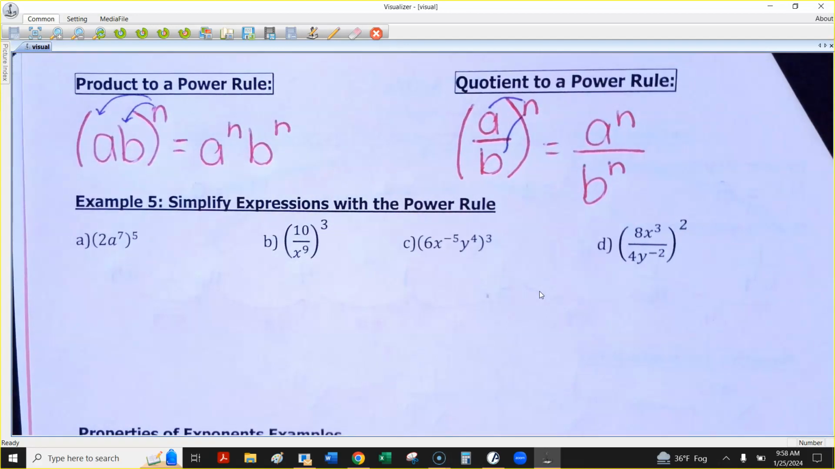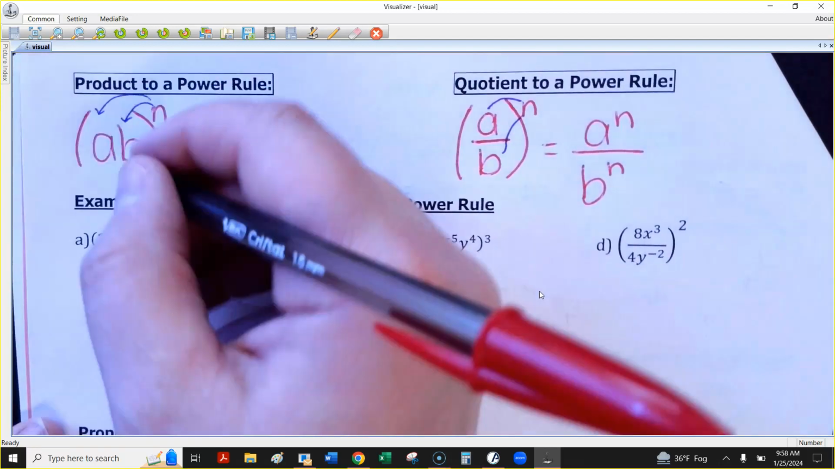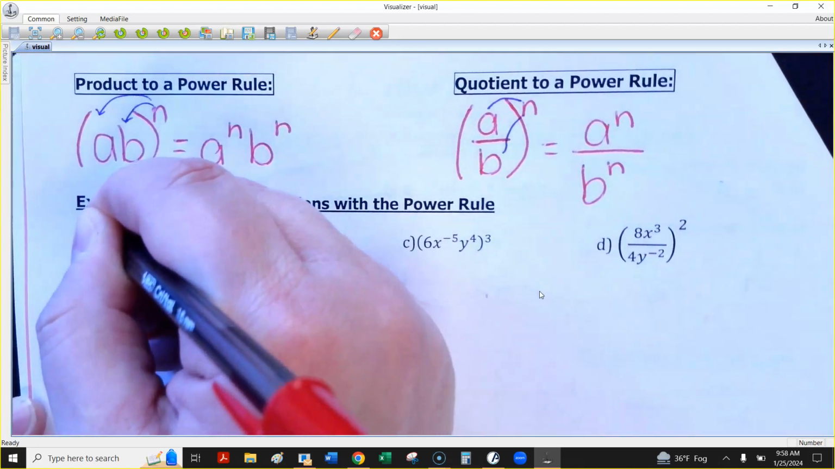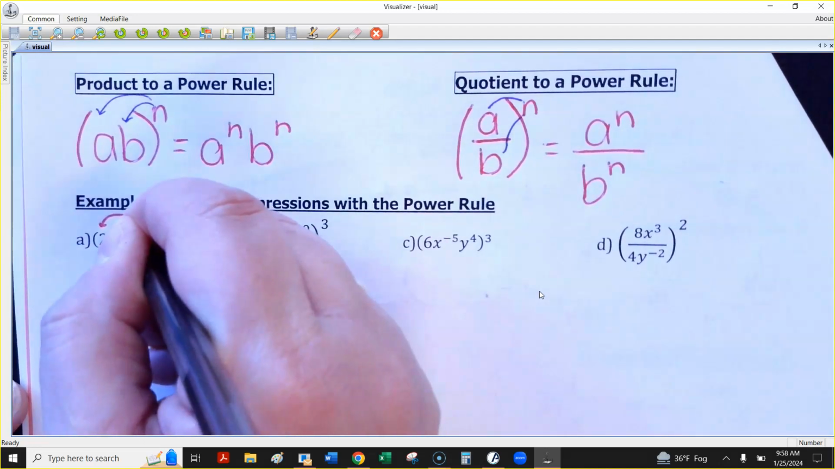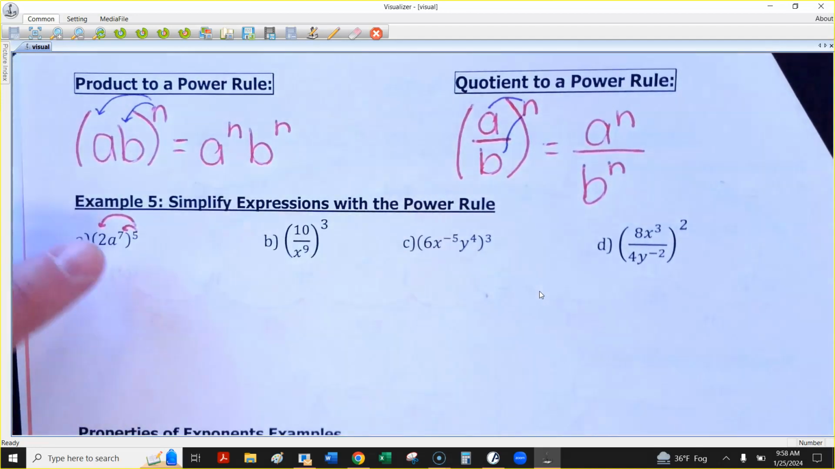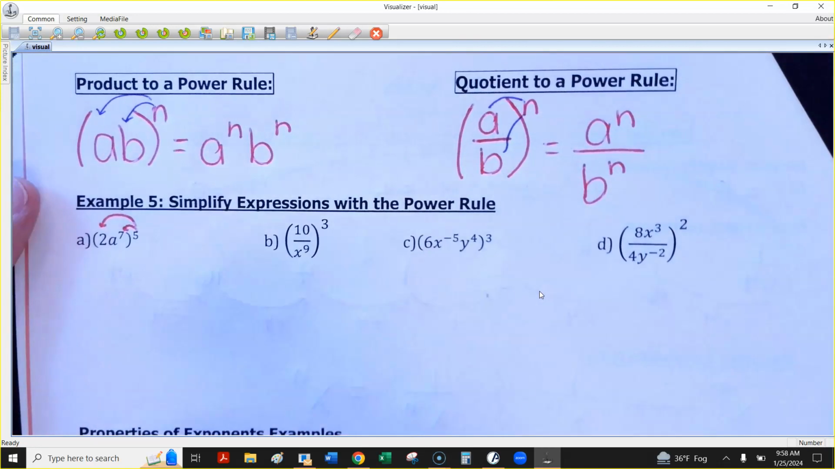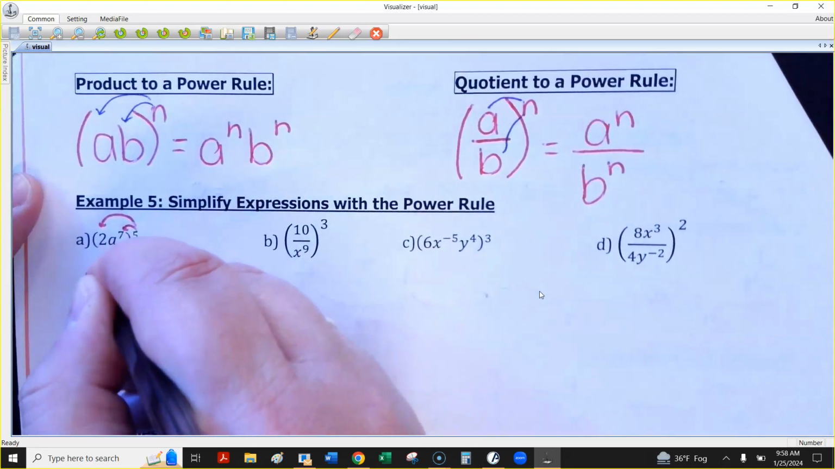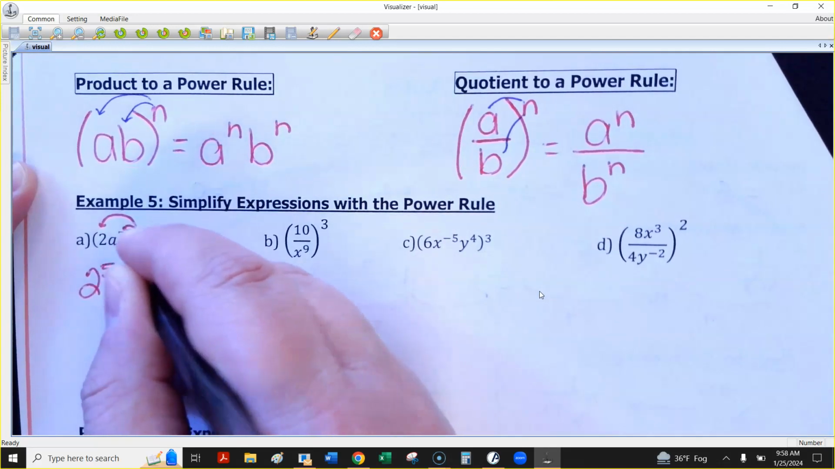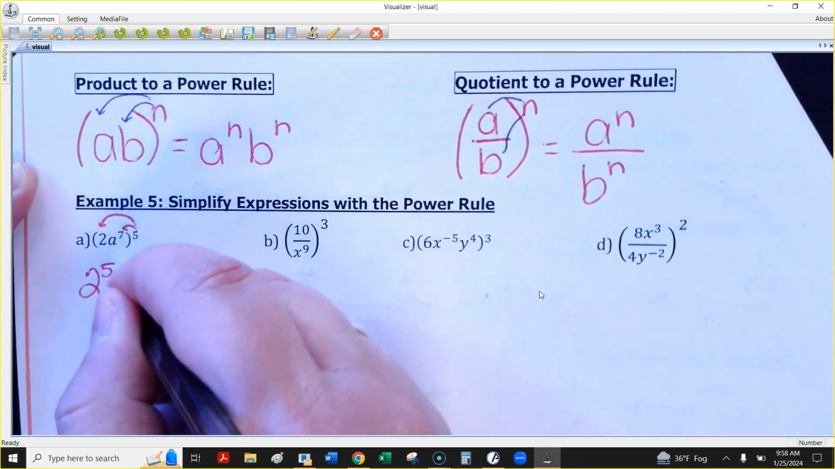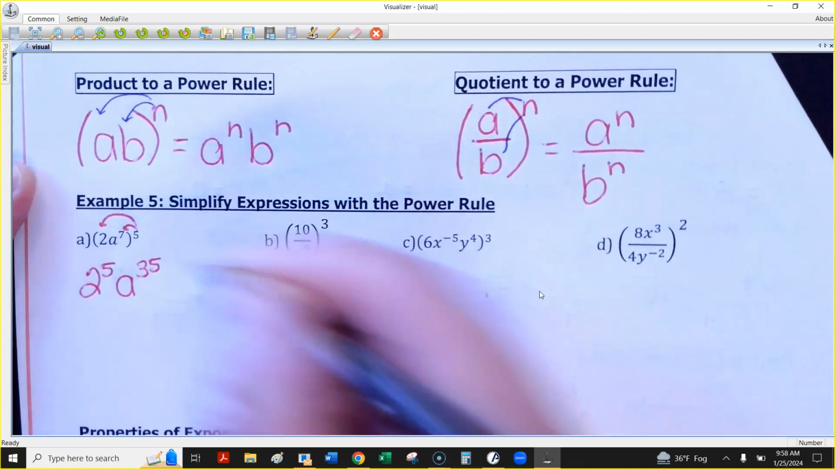So I've kind of got a combination of these two properties in the example underneath here. So if I have 2a to the 7th, and that's to the 5th, this is especially tricky for people if we have numbers. We have to do 2 to the power, and then the other part of this is actually one of the properties we just talked about on the back, power to a power. So this would be 2 to the 5th, a to the 7th to the 5th. If I have power to a power, I'm going to multiply those exponents. So that would be a to the 35th.